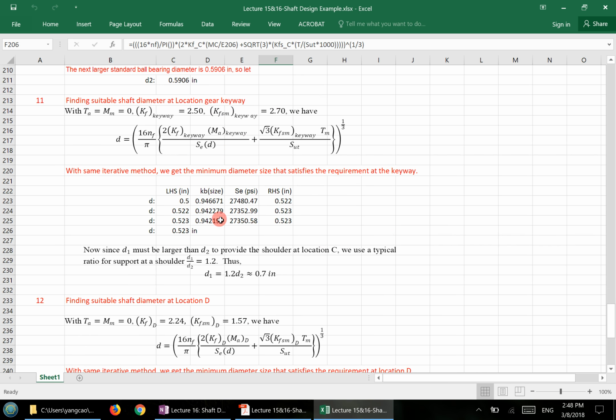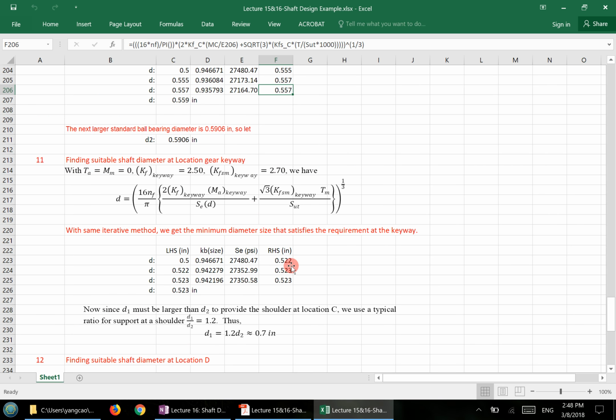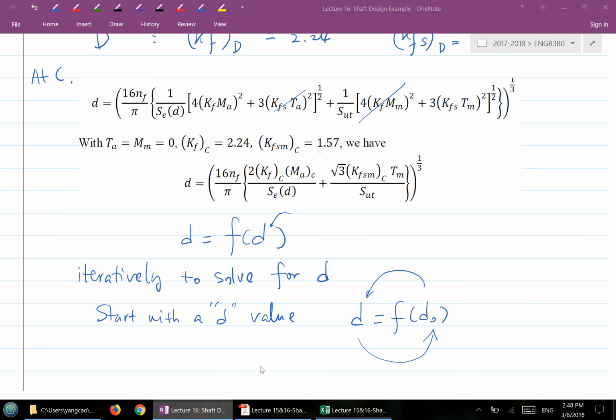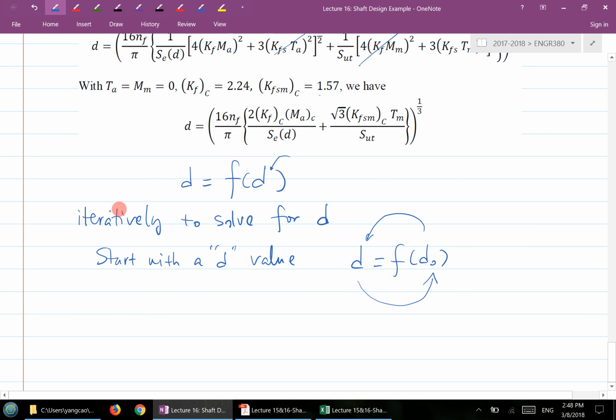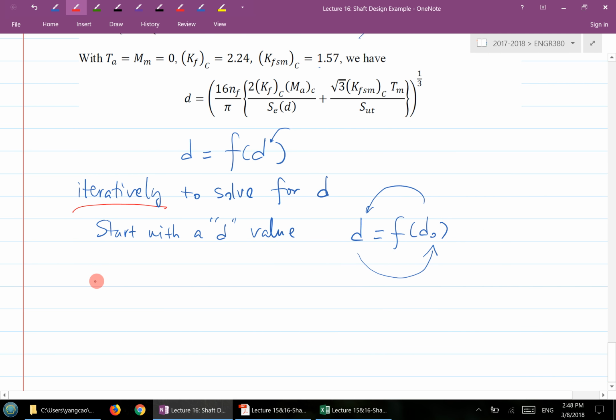Similar for the other location; I use basically the same approach to do the calculation for the D. So that's the idea of iteratively solving for the D here. With this approach, at the end you will find the D diameter values for the three critical locations.